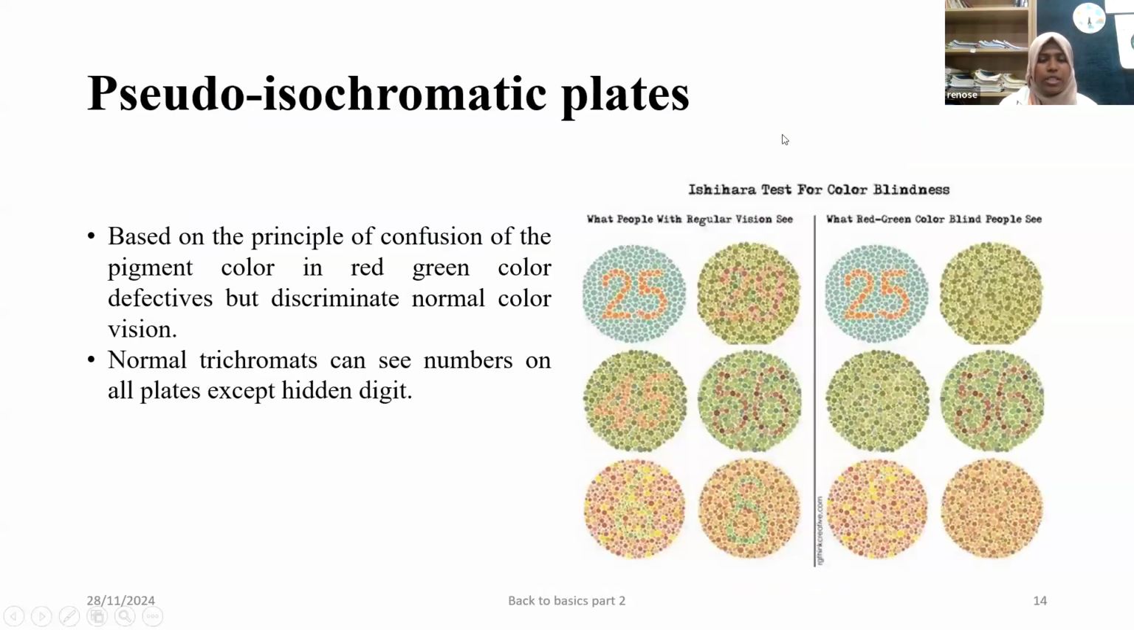First, we see the pseudoisochromatic plates. Based on the principle of confusion of pigment colors in red and green color deficiency, while describing normal color vision. Normal trichromats can see the numbers on all the plates except a hidden digit. In this picture, on the left side, the normal patient will see all the numbers, but the red and green deficient will see only a few charts.